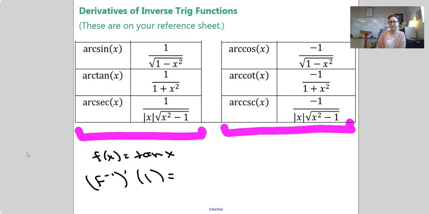So if you can, go find example 3 from the last lesson. Example 3 gave us f of x is tan x, and it asked us to find f inverse prime of 1. Well, what is the inverse of tan? It's arctan, or inverse tan. So its derivative formula is given right here. If I plug in 1 into this equation, I would get 1 over 1 plus 1 squared, which is 1 over 2, which is indeed what we got for example 3 last time.